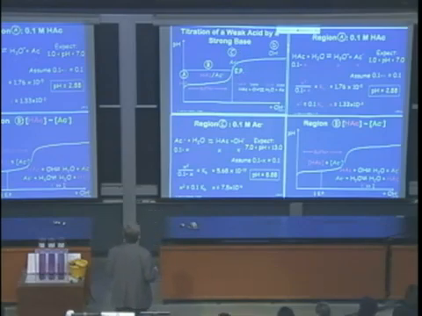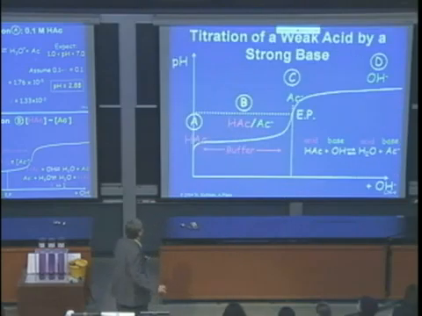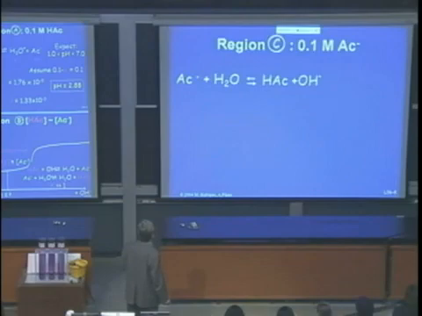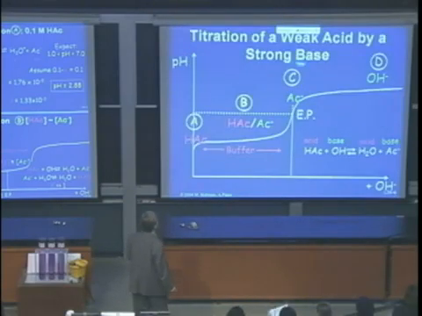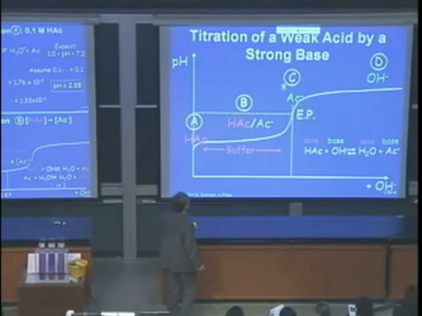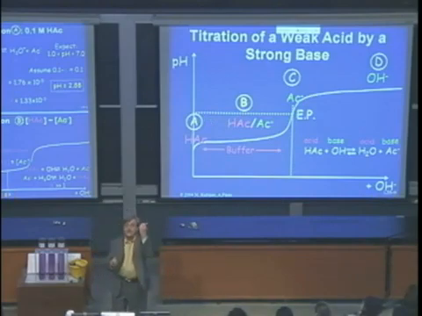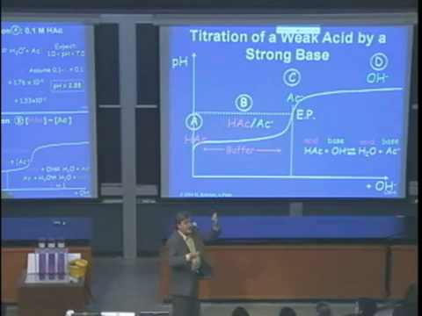So region C, what's going on? Let's see if I have this here. Yeah, region C I have here. So we want to calculate region C. There we have the equivalence point. This is when, molecule per molecule, H3O+ was neutralized with OH-.